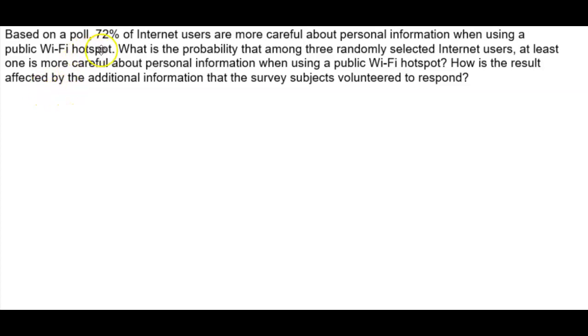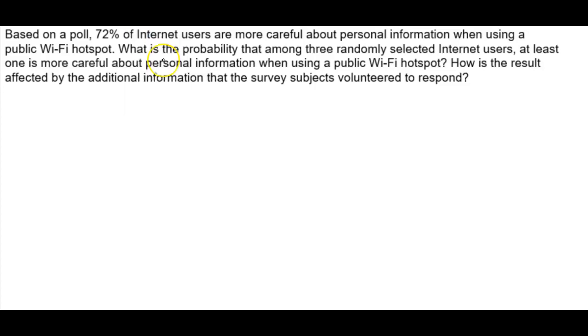Based on a poll, 72% of internet users are more careful about personal information when using a public Wi-Fi hotspot. What is the probability that among 3 randomly selected internet users, at least one is more careful about personal information when using a public Wi-Fi hotspot? How is the result affected by the additional information that the survey subjects volunteered to respond?